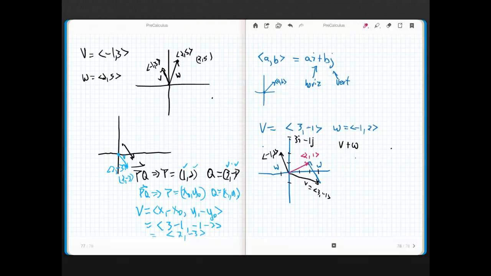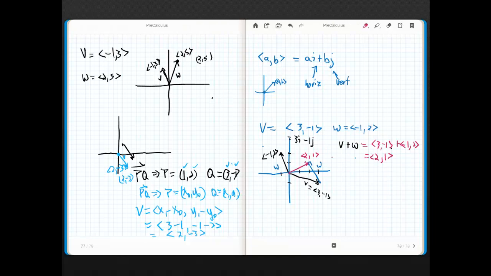Well, watch. When they're in this component stage, do you agree that v plus w, I could almost line them up. I could go, that's going to be 3 comma negative 1 plus negative 1 comma 2. And when I add them, I get 3 plus negative 1 is 2, and negative 1 plus 2 is 1. Well, hush my mouth. I get the same vector.